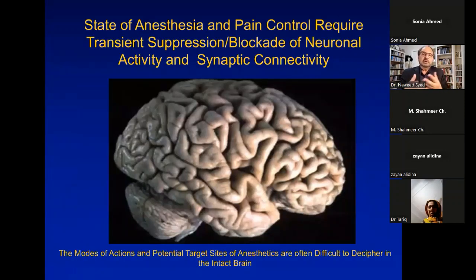So the question is, when you induce a state of anesthesia, which is really used to transiently suppress synaptic activity or brain cell functionality, we block neuronal activity and synaptic connectivity. This is how we bring about sedation in the human brain prior to surgery, and also for pain management later when they are suffering some kind of pain. So the modes of action and the potential target sites are often very difficult to decipher in the intact brain. And that's why a number of cell cultures and isolated brain slice preparations are used to test how anesthetics block synaptic transmission, where they act, and what are both the short and long-term effects of blocking this connectivity, particularly in a developing or in an adult brain.